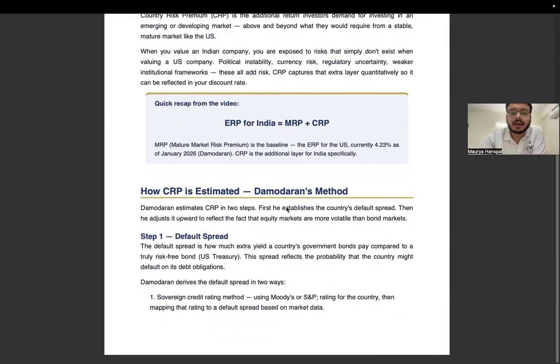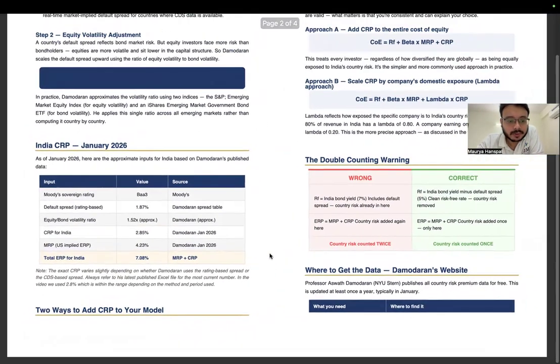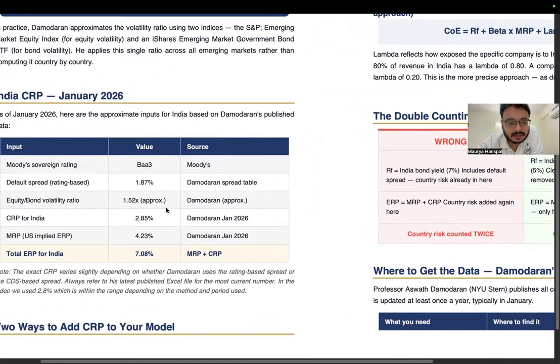I can share this file with you. Okay, and again it's for Mr. Aswath Damodaran's method. So you have the ratings, you get your default spread from that file only. Equity bond volatility ratio 1.52. Now here he has taken the standard deviation of an emerging equity index, it might be MSCI, divided by the standard deviation of an emerging bond index. You divide that, you get 1.52. CRP for India 2.85. Then how has the CRP been calculated? It's your default spread, 1.87, into 1.52. You do 1.87 into 1.52, you get 2.85.